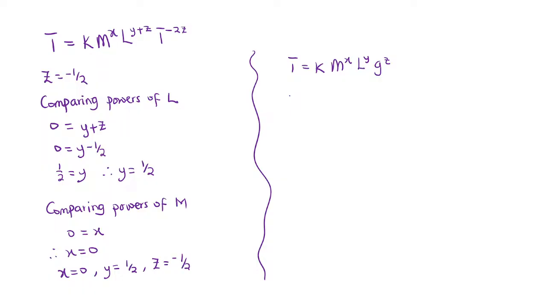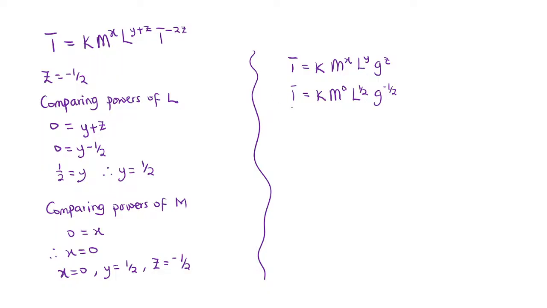So over here, I have my period given to me. I have t is equal to my k over here, and then m raised to the power 0, l raised to the power y, which is half, and then g raised to the power negative half. So from here, all we have to do is rewrite everything we have over here in a simpler form of writing mathematical expressions.